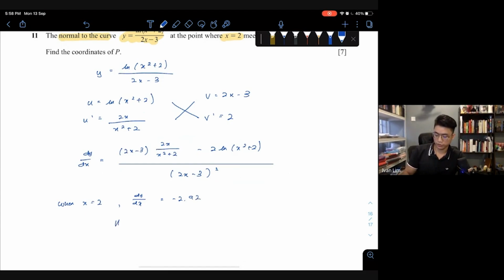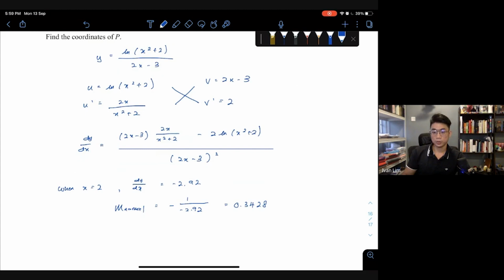Okay, your gradient of normal, so m normal is equal to, you can just write negative 1 over that value, which is using your m1 times m2 equals negative 1, 0.3428. Okay, so this is your gradient of normal. Any other answers will be wrong.